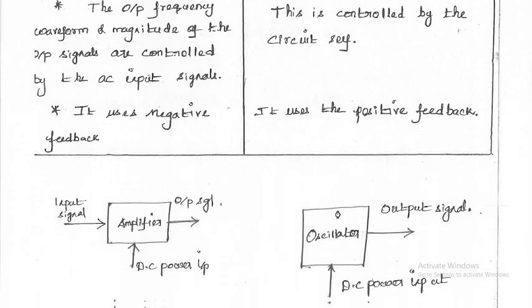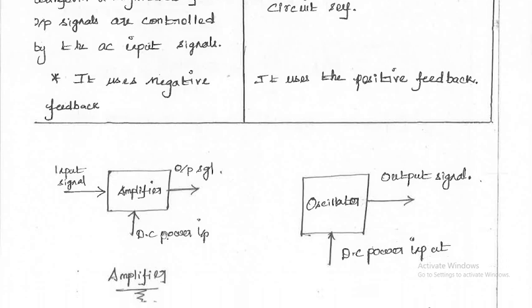Now you are seeing the schematic diagram of the amplifier and the oscillator. Just see the amplifier diagram. In this amplifier, we should give the input signal and the second input, DC power, and it shows the output signal. For the oscillator there is no input. It directly gives the output signal based upon the DC power input, which produces sinusoidal as well as non-sinusoidal waveforms.